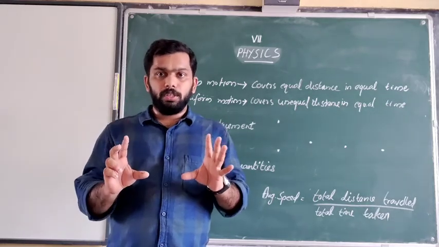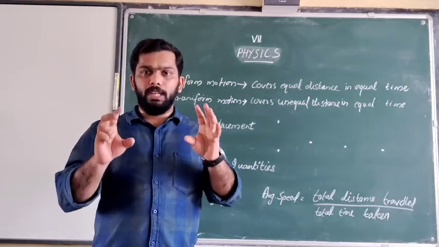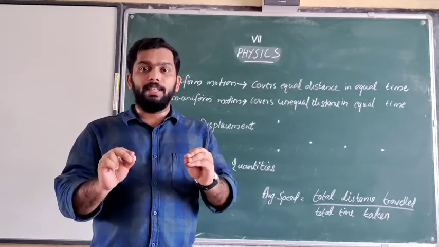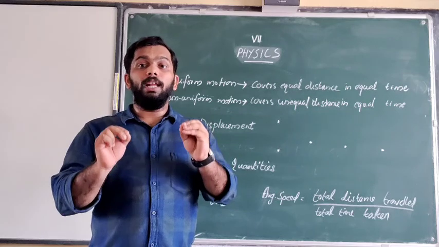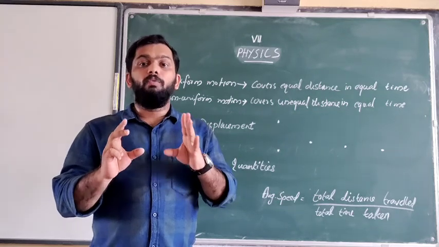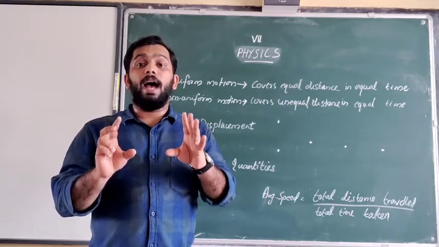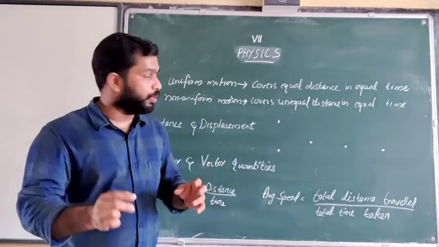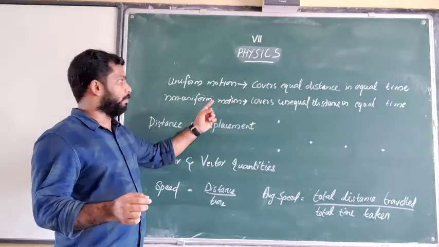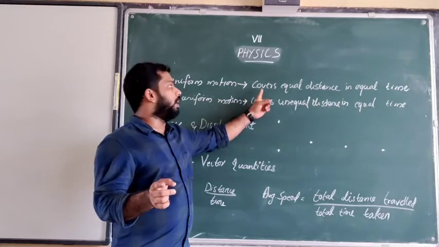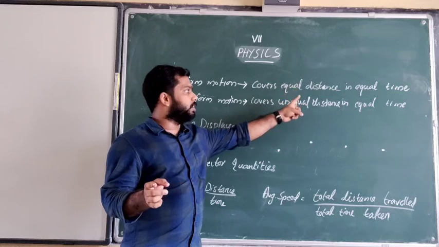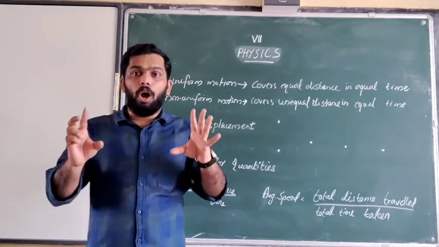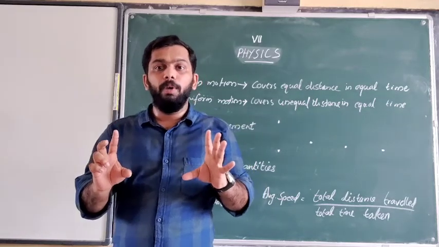Uniform motion means if an object is under motion and it is covering equal distances in equal intervals of time, then we can say that the object is in uniform motion. So what is uniform motion? If the object covers equal distance in equal intervals of time, then we can say that the object is under uniform motion.